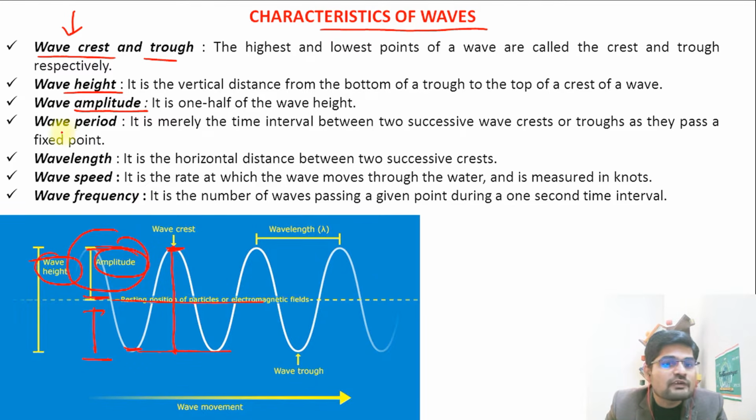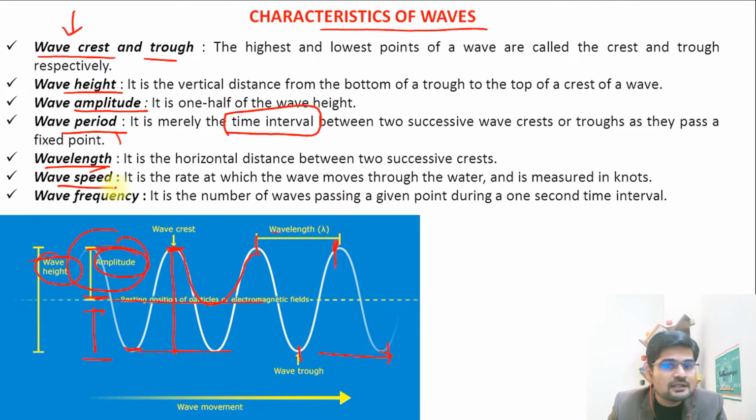Then there is something called wave period. Remember, it is about the frequency. So two successive troughs and two successive crests, that is where you have wave period. It is merely a time interval. That is important to remember, right? Then you have wavelength. So it is the distance between two crests or two troughs. That is what we already know as wavelength.